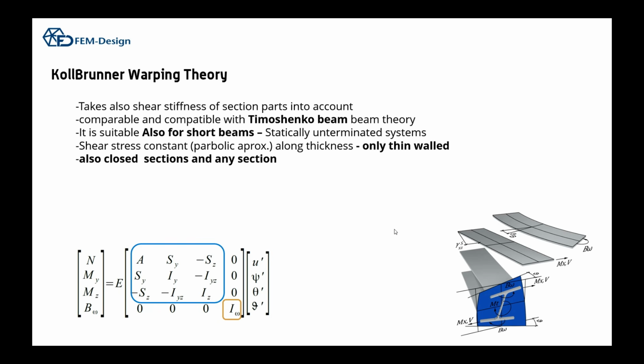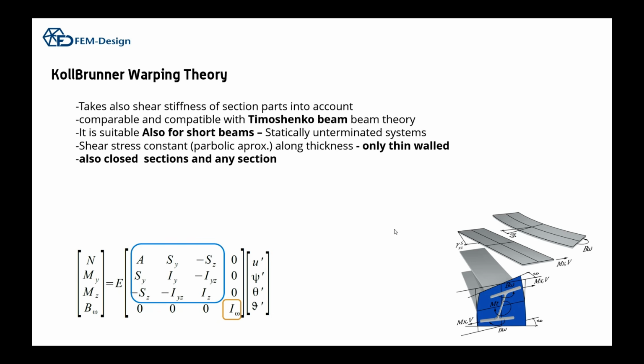that we have applied to software, and it also takes the shear stiffness into account. And it's comparable to Timoshenko beam theory, so it means that if we apply this theory, then we are fully compatible with our normal beam model. And it's also suited for short beams, so there's not this weakness that if the beam is getting shorter, you are causing an error in the calculation. Also, if you have a statically undetermined system, it's really important that you use Kolbrunner then.